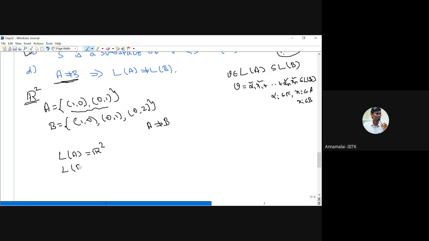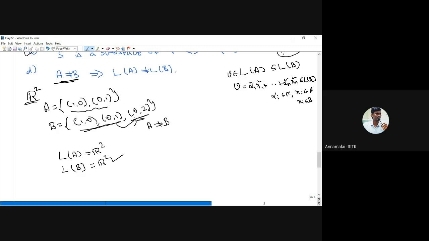Even if you take what is L of B, again this is equal to R2 because the last element is nothing but the scalar multiple of the second element. If you multiply by 2, you will get this one. Therefore, only these two elements are enough to span the entire space R2. This is one extra element. Actually, this element does not spoil our definition because it is a scalar multiple of the second element.